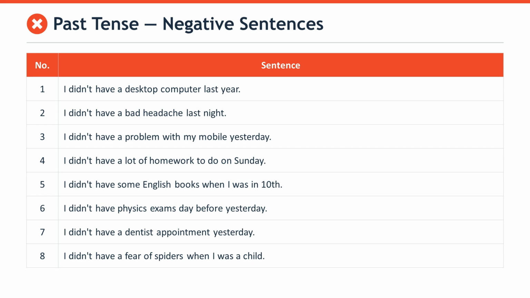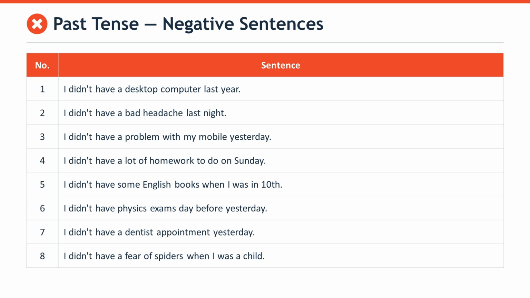To make a negative sentence in the past tense, we use didn't have. Remember, we use have, not had, after didn't. Number 1. I didn't have a desktop computer last year. Number 2. I didn't have a bad headache last night. Number 3. I didn't have a problem with my mobile yesterday. Number 4. I didn't have a lot of homework to do on Sunday. Number 5. I didn't have some English books when I was in 10th.